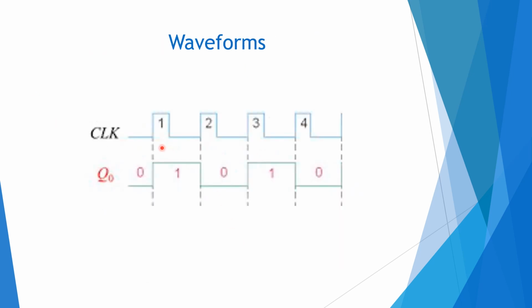So here are the waveforms. This is the clock input at the JK flip-flop, and this is the output Q0. Here we can see the frequency of the clock, and the frequency of Q0 is half of the clock. That's why it is called divide by 2. The frequency is half or the time period is double. So that's why it is called a divide by 2 counter.